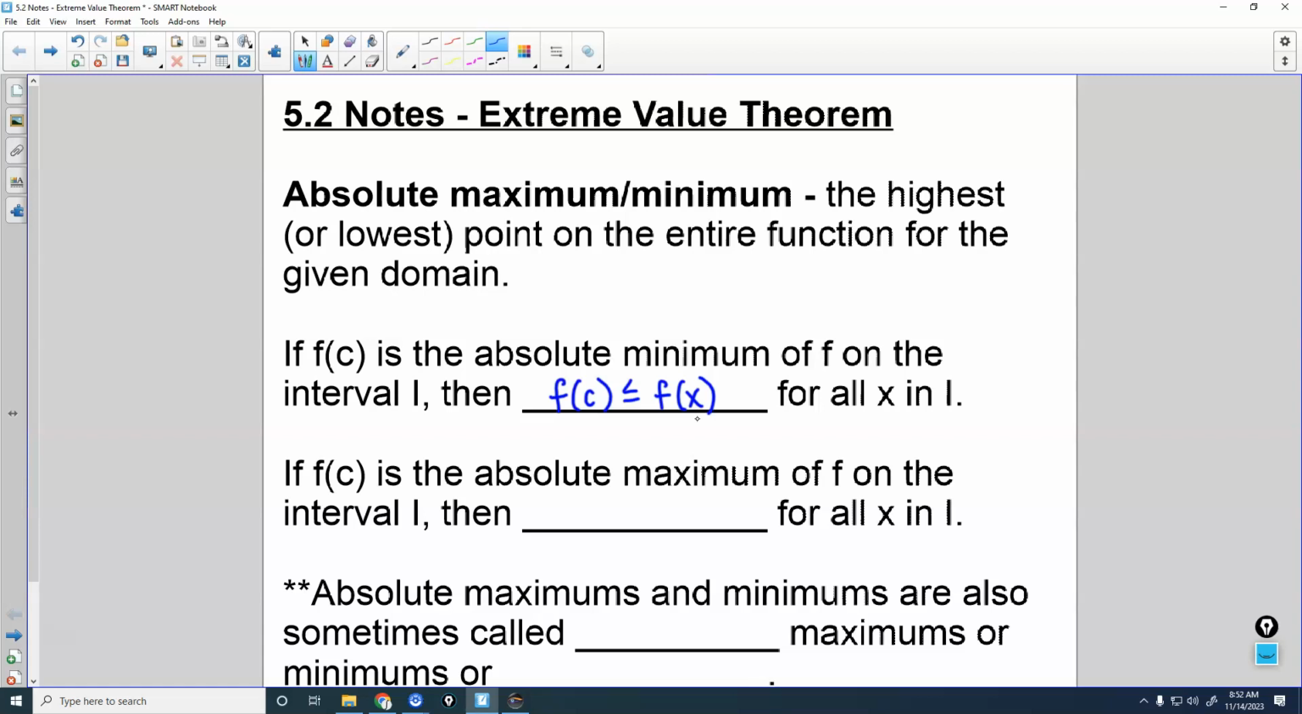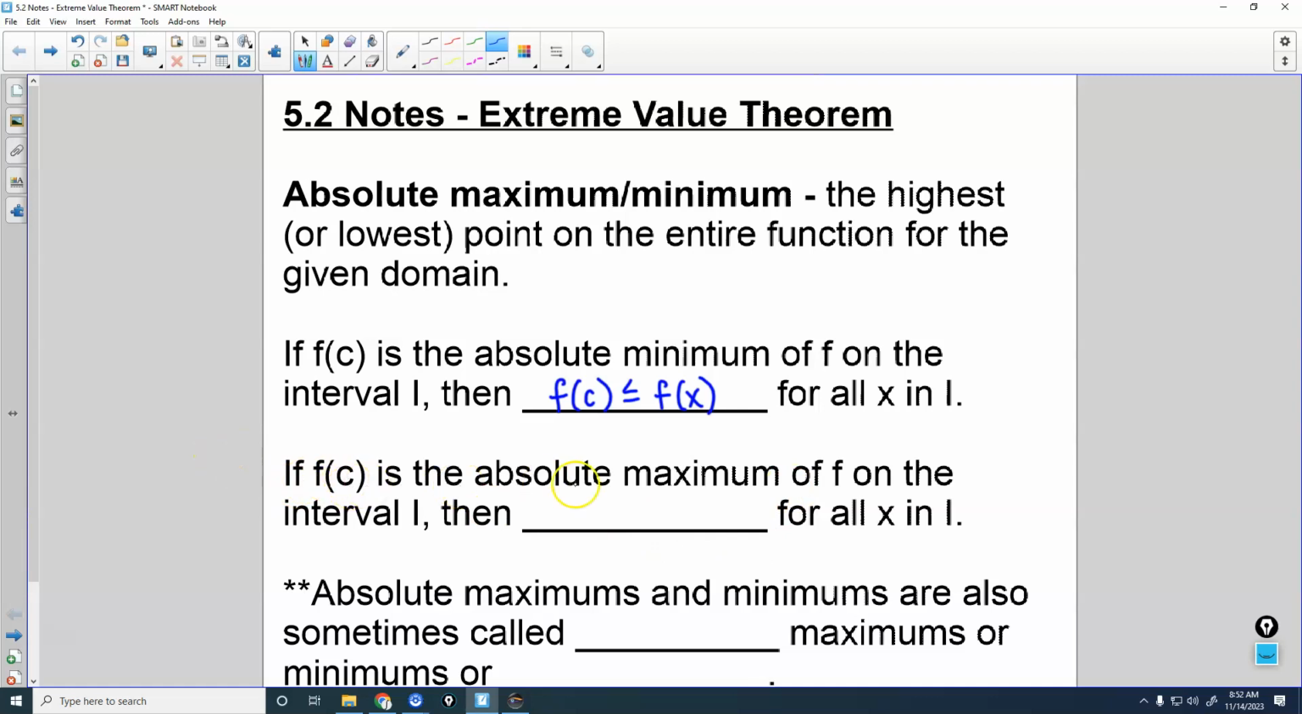I put the or equal to there because you can have more than one absolute minimum point. You can only have one absolute minimum value. That's your lowest, the value is your y value, but that can occur at different x values. So it can happen more than once. For example, if you have a function that looks like this, it can have two absolute minimum value points there.